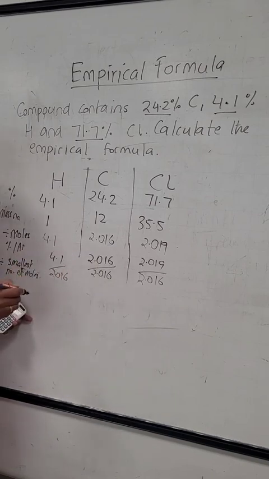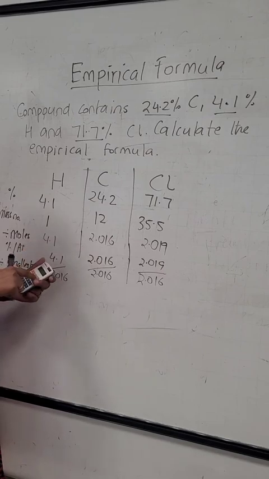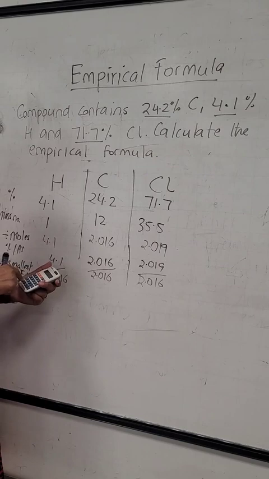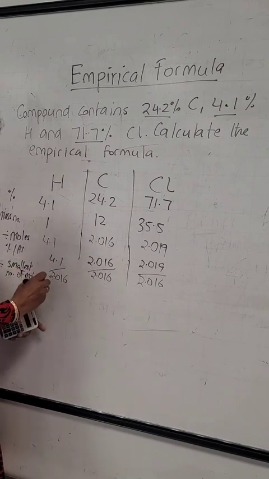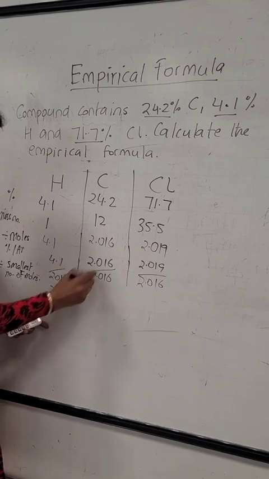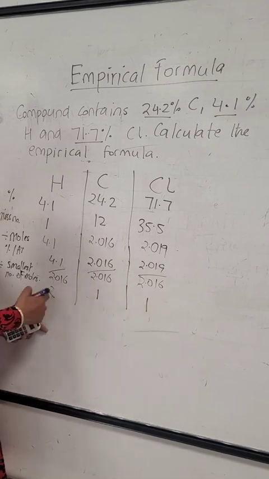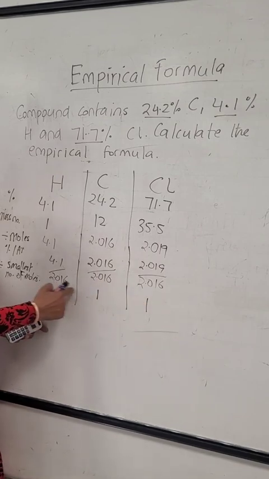What we get is a ratio of how many we have of each. If I do 4.1 divided by 2.016, that roughly gives me 2. That divided by itself is 1. And here again, if I divide that by 1, I've got 1, 2, 1.